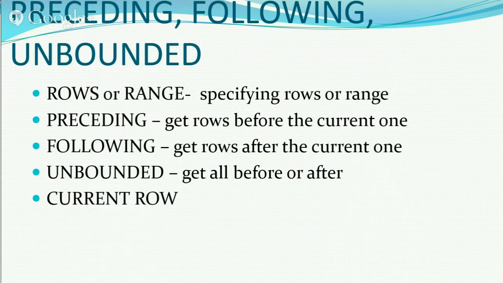Keep in mind that when we're looking at preceding, following, or unbounded, we have the concept of rows versus range, and range is like rows with ties. Preceding tells it to look at the rows before the current one. Following says to look at so many rows after the current one. Unbounded is telling that windowing function to look at all of them until the end of that partition, or to the beginning of the partition, depending on whether you're going preceding or following. And current row is a way of saying just reference the current row that we're at now.